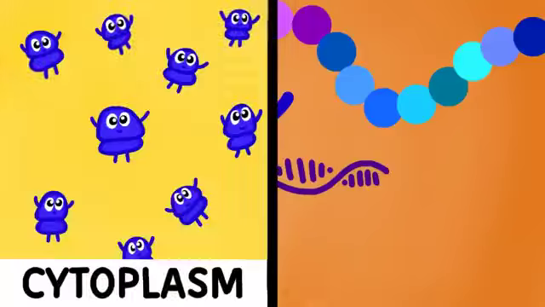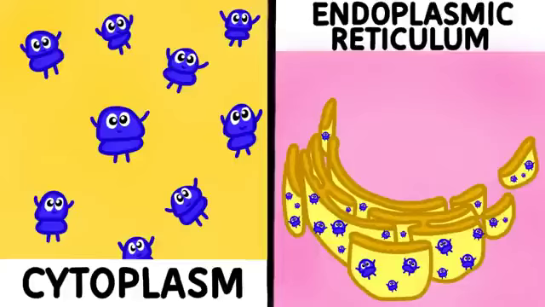Ribosomes are present in 2 locations of the cell. They can either be freely suspended within the cytoplasm of the cell, or they can be attached to the endoplasmic reticulum. The ribosomes in the cytoplasm are called free ribosomes, and they generally make proteins that are used within the cytoplasm. The ribosomes attached to the ER, or endoplasmic reticulum, are called bound ribosomes, and they typically make proteins that are either incorporated into the cell's membranes or are exported from the cell to other locations in your body.